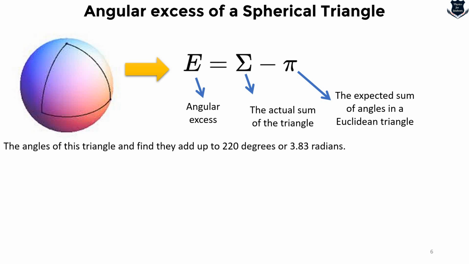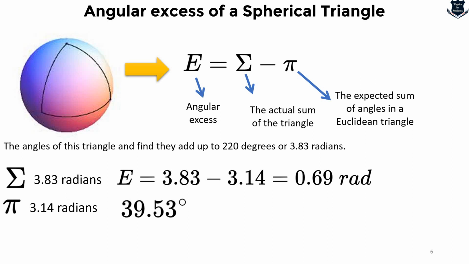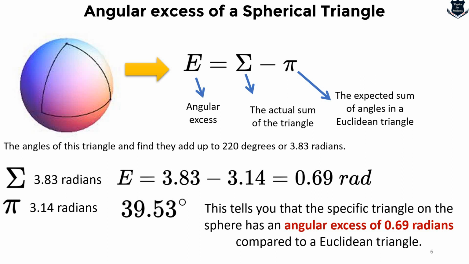So if I take an example, say that the angles of this triangle add up to 220 degrees, or, for example, 3.83 radians. So we will take sigma as the actual sum, so 3.83. We will take pi as 3.14, and once we deduct, we get 0.69 radians, which is approximately 39.53 degrees. Now what it actually tells you is that the specific triangle on the sphere has an angular excess of so many radians compared to that of the Euclidean triangle.